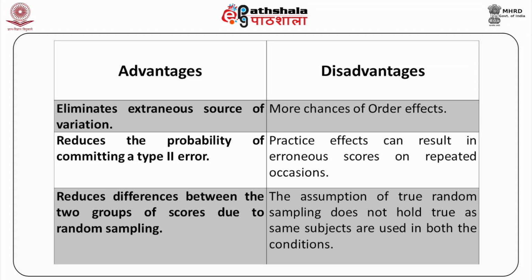Whereas, some of the disadvantages of using the dependent group samples are, there are more chances of order effects, practice effects can lead to error, and more erroneous scores on repeated occasions can be found. The assumption of true random sampling does not hold true, as the same subjects are used in both the situations when we are testing them. So, depending upon the weight of advantage or disadvantage, the researchers make a judicious choice whether they want to go for a dependent sample t-test or not.